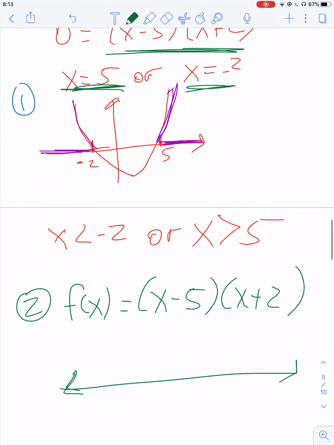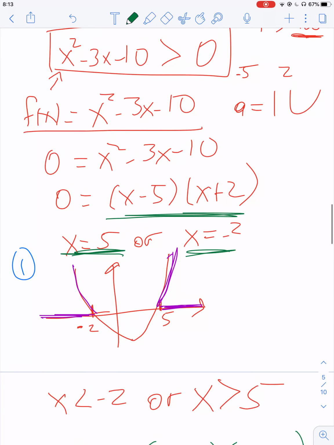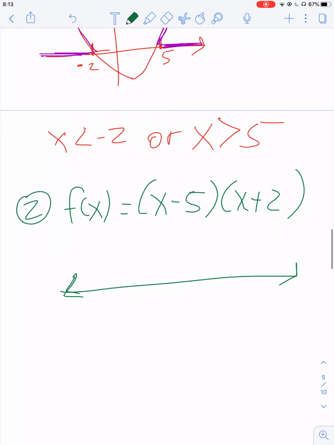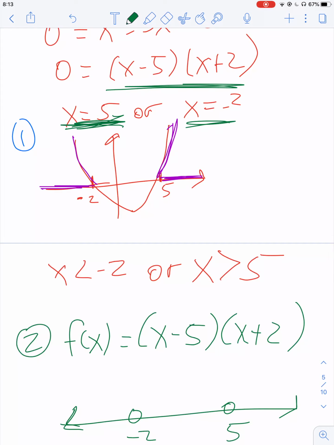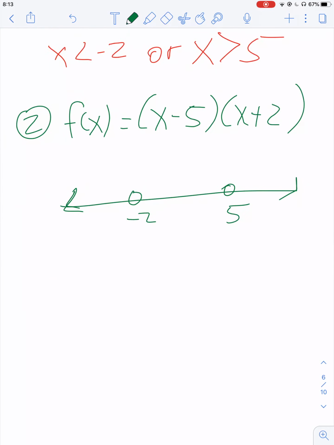Just be careful, guys, because I have a strict inequality. There's no equal sign underneath. So I'm going to ask you to put open dots in your number line. This one is at -2 and this one is at 5. Again, they're coming from here. These are your x-intercepts. Place your x-intercepts on the number line and then go with the signs. Pick a number between -2 and 5. I'm going to pick 0.